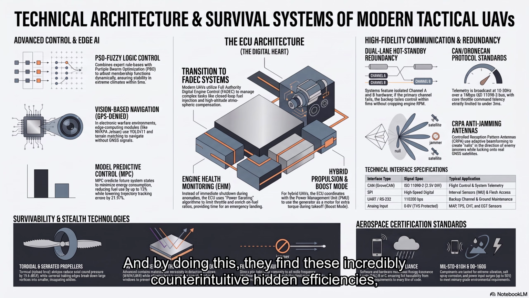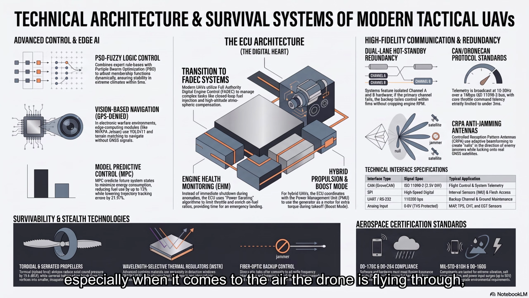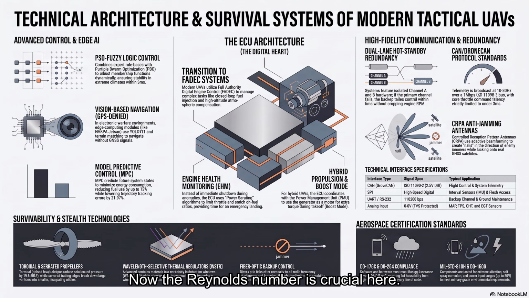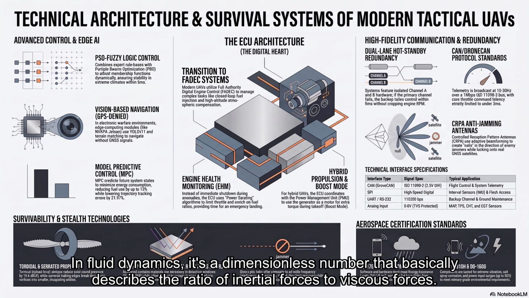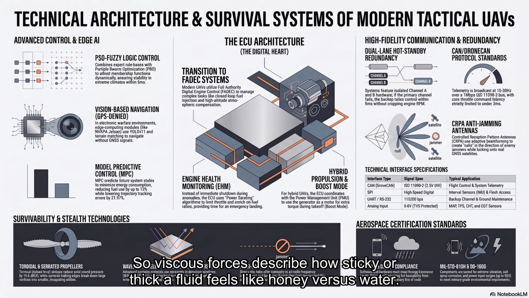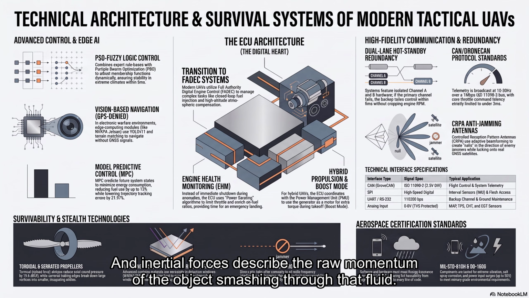Pretty much. And by doing this, they find these incredibly counterintuitive, hidden efficiencies, especially when it comes to the air the drone is flying through, because a UAV operates in a very weird, frustrating fluid dynamic space that is governed by the Reynolds number. Oh, the Reynolds number is crucial here. In fluid dynamics, it's a dimensionless number that basically describes the ratio of inertial forces to viscous forces. Let me see if I can translate that for a second. So viscous forces describe how sticky or thick a fluid feels, like honey versus water. And inertial forces describe the raw momentum of the object smashing through that fluid.